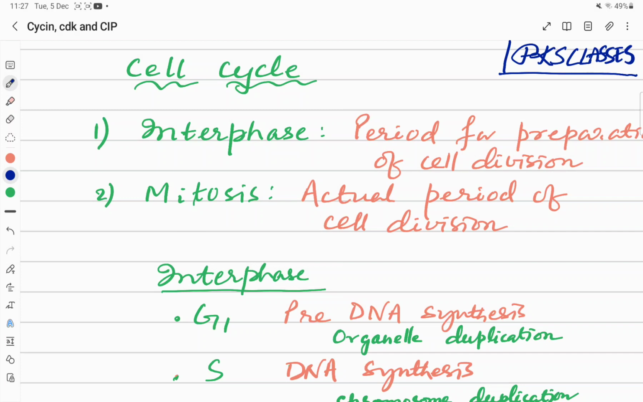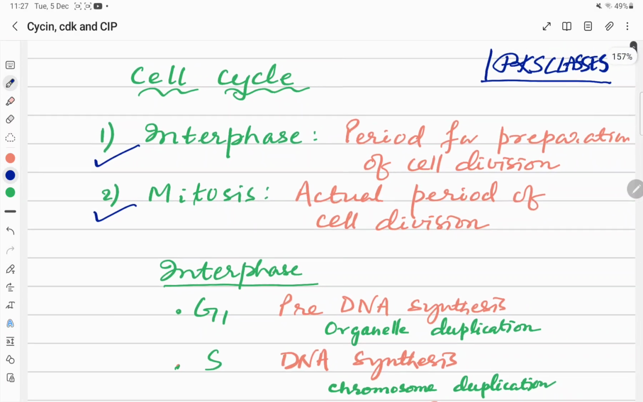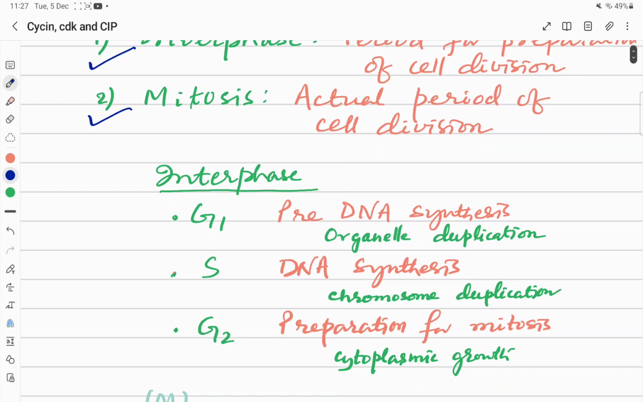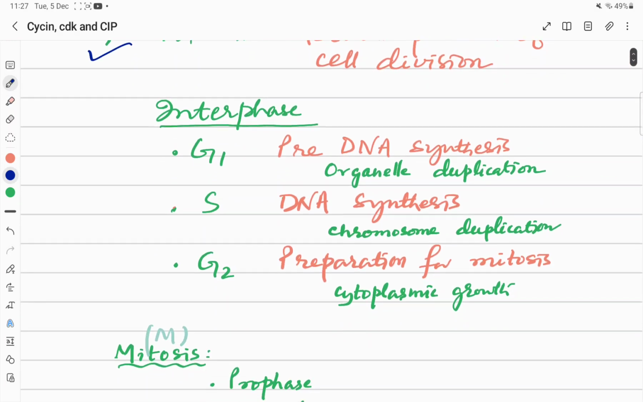So before that, let us just recall what the cell cycle is. The cell cycle consists of two phases, interphase and the mitosis phase. Interphase is the period of preparation for cell division, and mitosis is the actual period of cell division. Interphase again consists of three phases: G1, S and G2. S is for synthesis, DNA synthesis, where chromosome duplication occurs. G1 is pre-DNA synthesis, G2 is post-DNA synthesis.